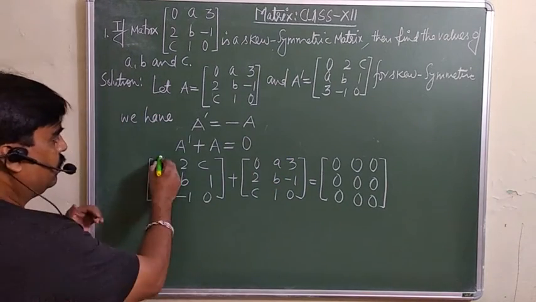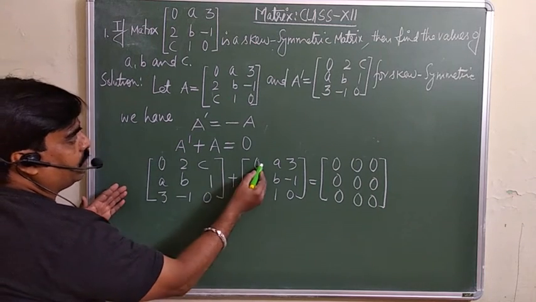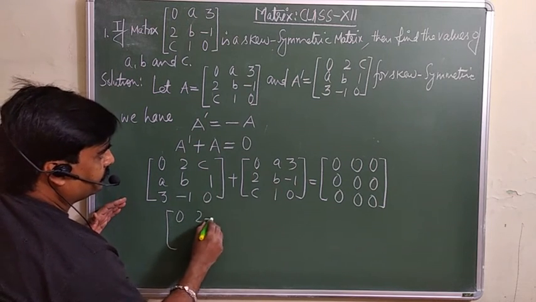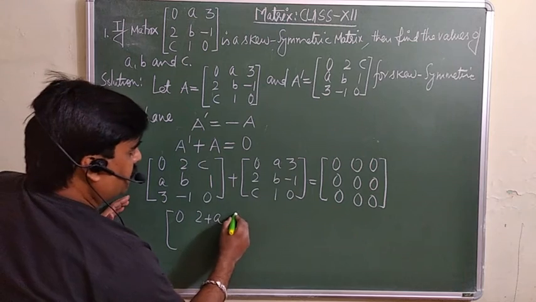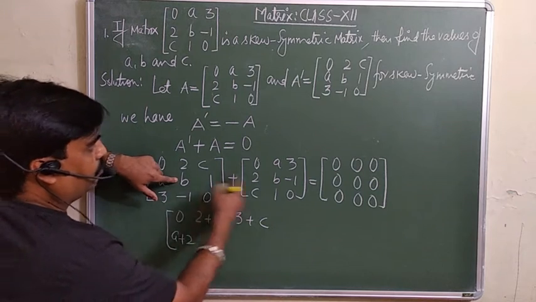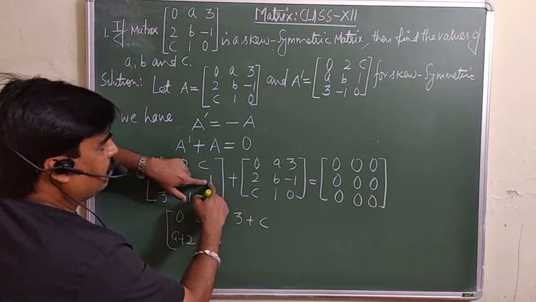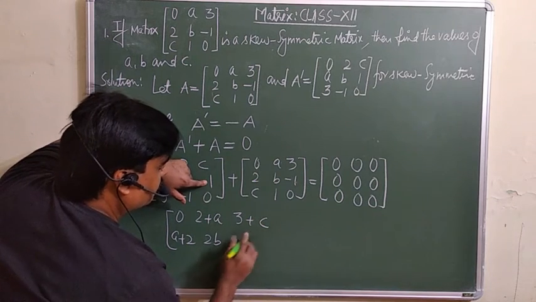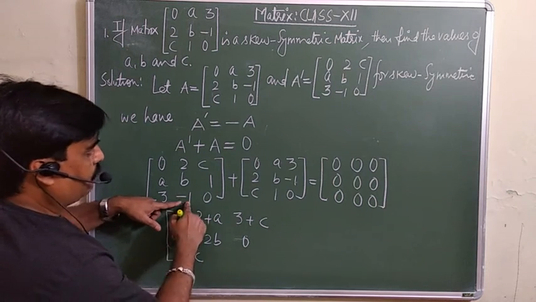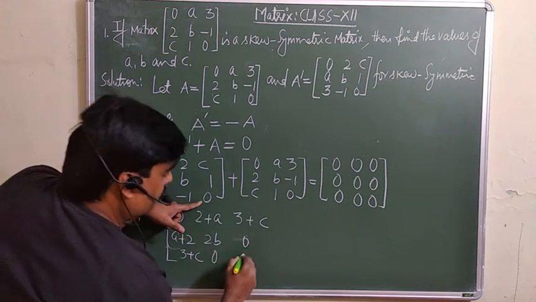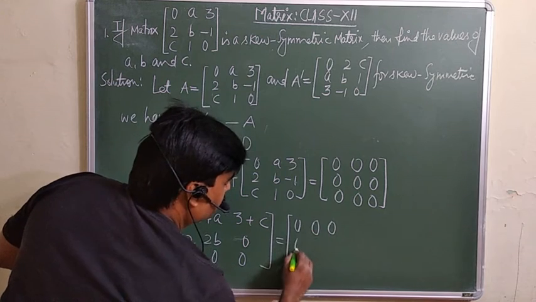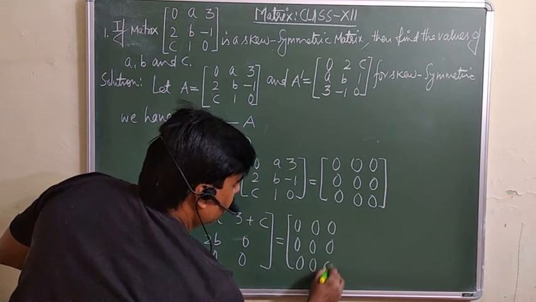You can add these two. The first element of this one will be added with the first one. So 0 plus 0 is 0. 2 plus A, 3 plus C. Here is A plus 2. B plus B is 2B. 1 minus 1 is 0. 3 plus C. Minus 1 plus 1 is 0. 0 plus 0 is equal to 0 0 0, if I write this null matrix.